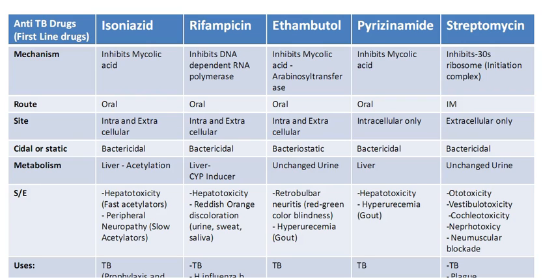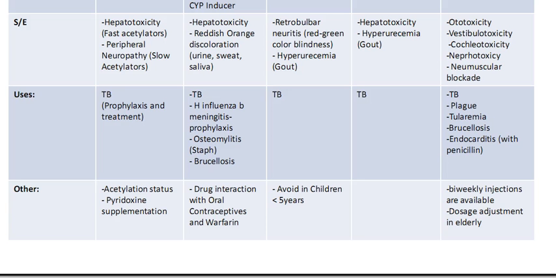Whereas the slow acetylators are more prone to peripheral neuropathy. In peripheral neuropathy, the patient usually complains of numbness and tingling sensation in the limbs. As the drug tends to stay in the blood for a long time in slow acetylators, they are more prone to peripheral neuropathy. Isoniazid is mainly used for tuberculosis. It's used in prophylaxis, that is prevention of tuberculosis in high-risk individuals, as well as treatment of tuberculosis.